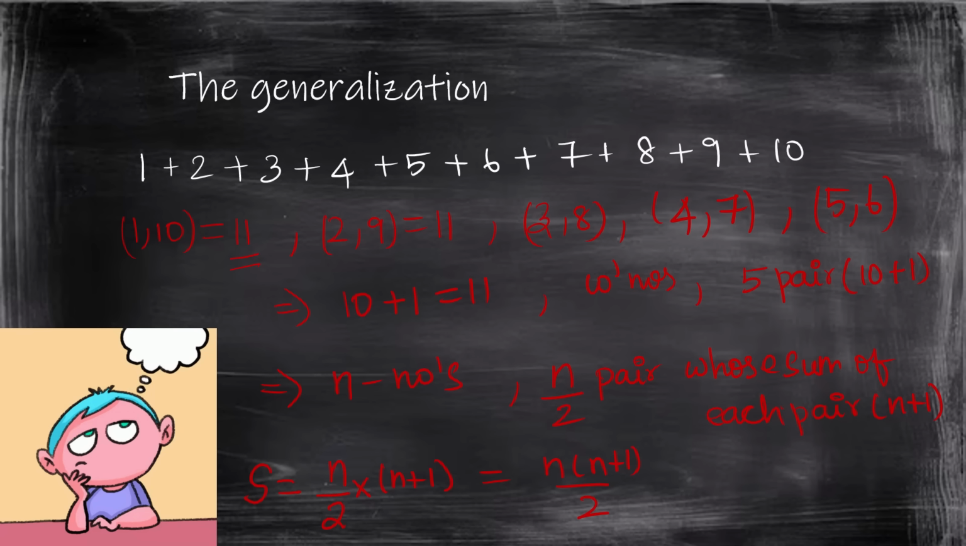So this little boy's idea, this little boy's trick, leads us to this great formula, the sum of the first n natural numbers.